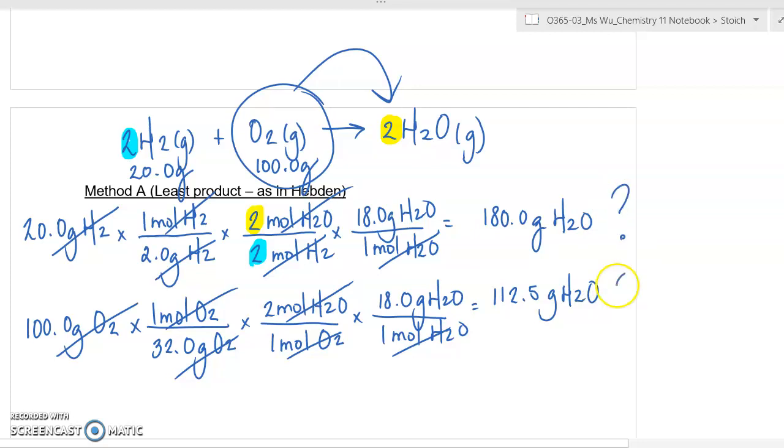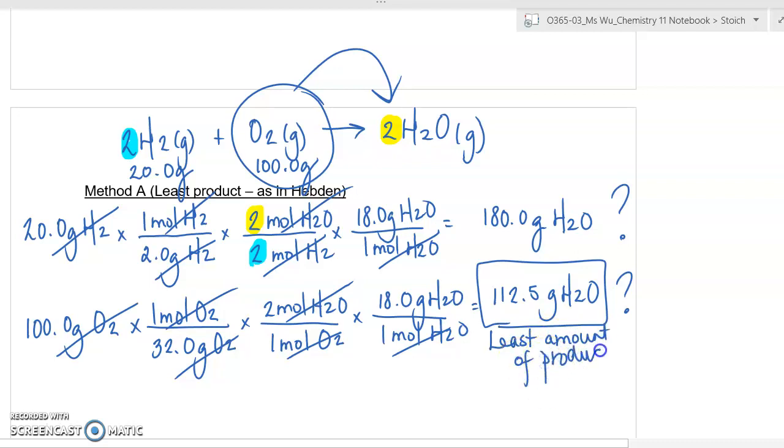So, which one is it? Which one is true? It is the one over here. It is the one where we're seeing the least amount of product being produced. That is true. So, in other words, oops, there we go. This is correct. 112.5 grams of water will be produced if we are using up all the oxygen.